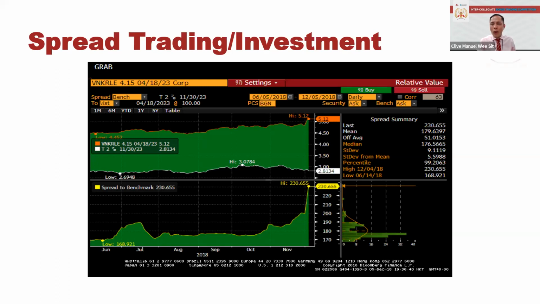Now that's buying. When would you decide to sell a bond in terms of spread? When the spread has narrowed significantly. So you know that this bond, on average, is trading at a spread of 179 basis points. If it falls to, for example, 20 basis points, that's a good trigger, or a good decision point for you to decide to sell it already. So that is spread trading or spread investment.